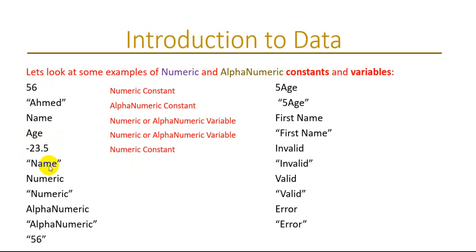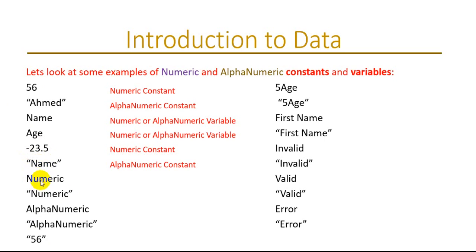This word "name" is an alphanumeric constant. Why? Because of the double quotes. If the double quotes are not there, like in the earlier case, then it is a variable. The moment you put double quotes, it becomes an alphanumeric constant. So the most important thing is to look for double quotes. If there are double quotes, then it can never be a variable. It's a constant. Okay, and since double quotes are there, it's an alphanumeric constant.